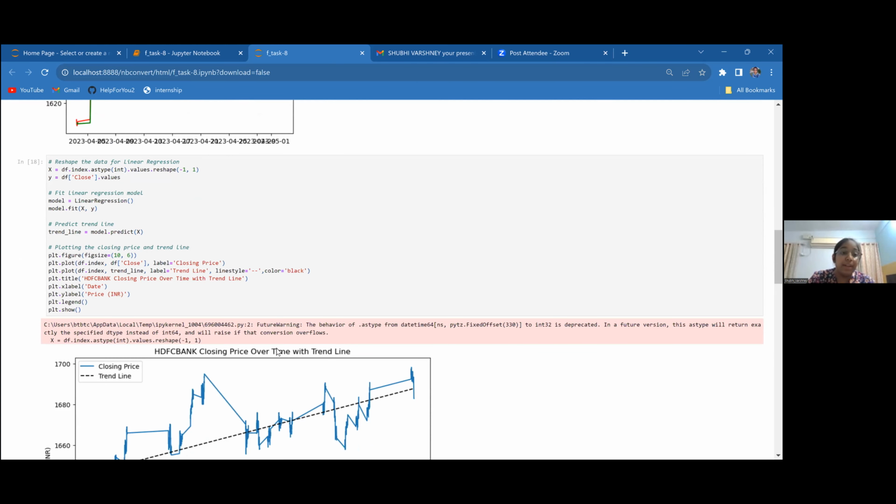Then I have plotted the trend using linear regression. The first step was to reshape the data for linear regression. I have reshaped the data of date as integer type and from -1 to 1. Then on y-axis, I have close values. Then I have used linear regression line, as this is known as linear regression line. And this shows the relationship between the independent and dependent variable. Now I have the trend line. This linear regression line is showing my overall trend.